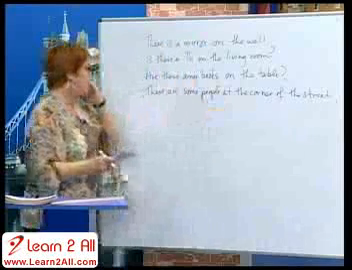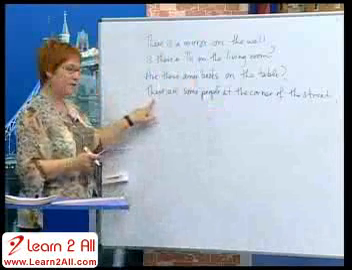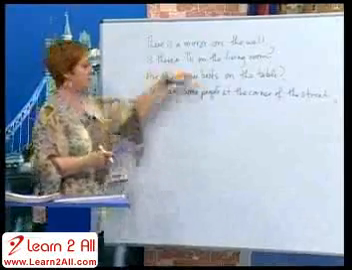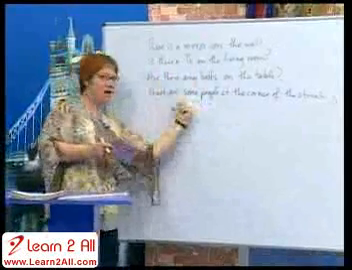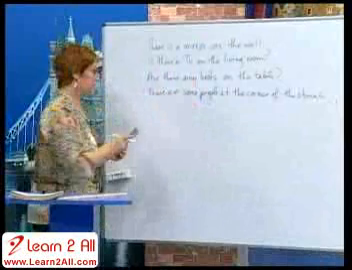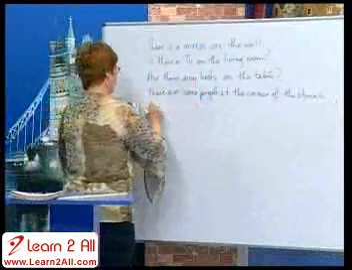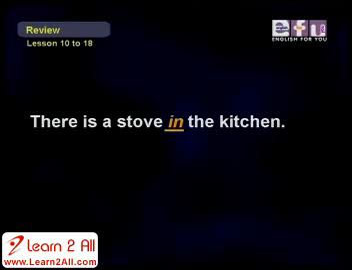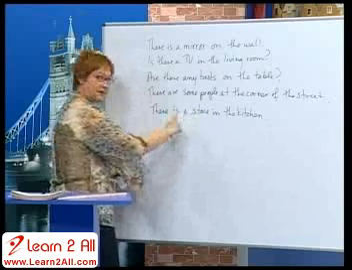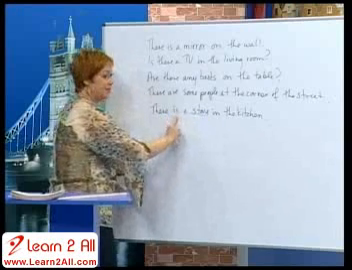Now, with there, remember that the real subject comes after the verb. So you have to look here and then look back to get the right verb. So, here are some examples. There is a stove in the kitchen. There is one, only one. So we look back to make it is. There is a stove.